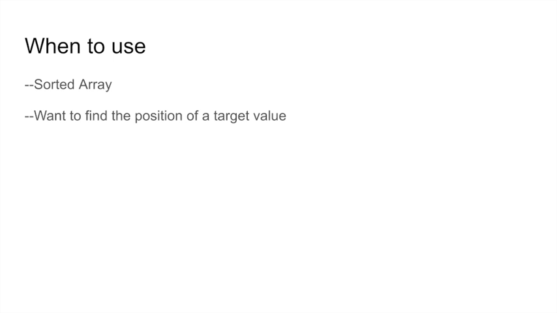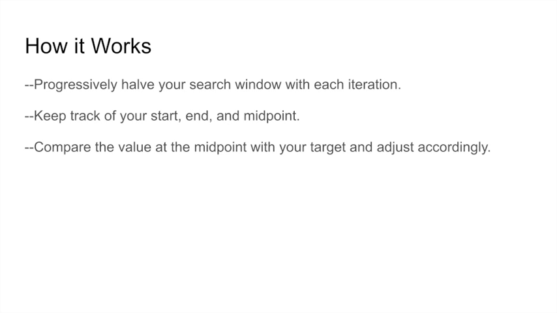Binary search is an algorithm that you can use when you want to find the position of a specified target value in a sorted array. The way it works is that you progressively halve the amount of data you have to look through with each iteration. This is done by keeping track of three positions: the position of the smallest value in your search window, the position of the largest value in your search window, and the midpoint.